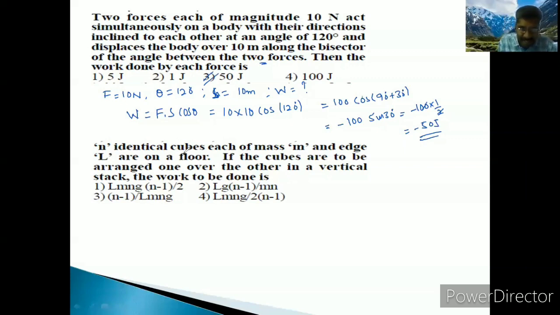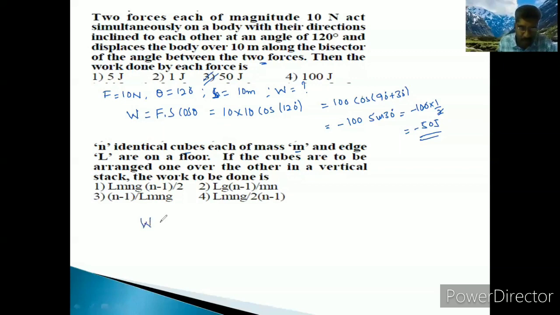N identical cubes, each of mass m and edge L, are on the floor. If the cubes are to be arranged one over the other in a vertical stack, the work done is equal to how much? They are asking. Now here, how we can write it.